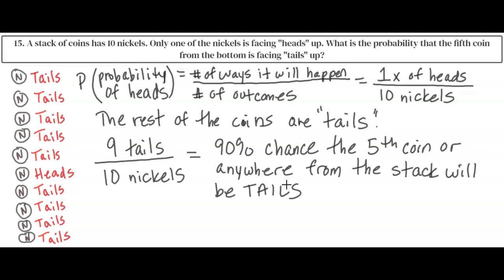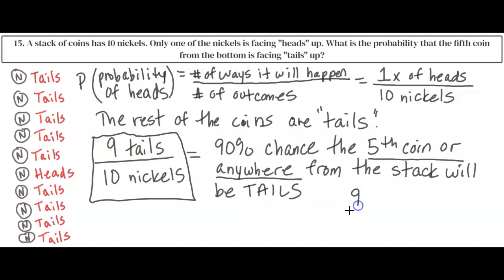So the question asks, what is the probability that the fifth coin from the bottom is facing tails up? As we just explained, there is a 90% chance the fifth coin, or, because this is sort of like a trick question, the fifth coin or anywhere from the stack will be tails. So your final answer is, what is the probability that the fifth coin from the bottom is facing tails up? It is 9 out of 10. This is your final answer.